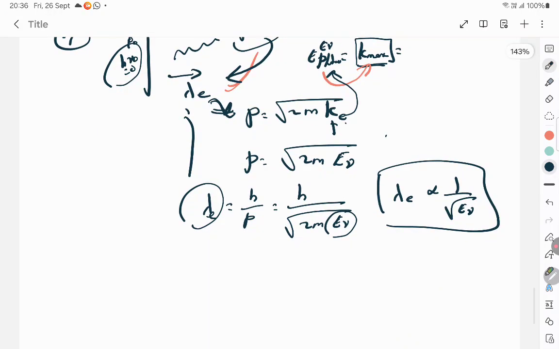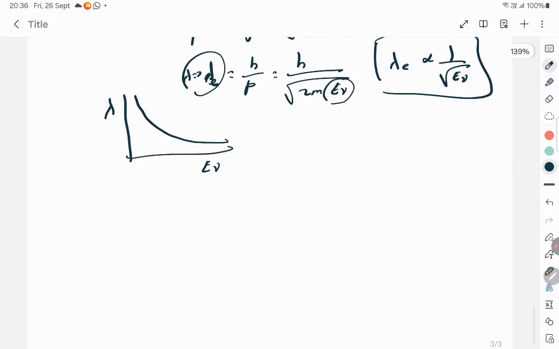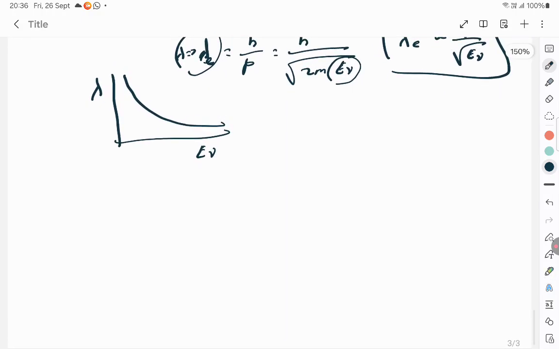Please understand this relationship. This is valid only when the work function is 0, not otherwise. They could ask you these things in assertion reasoning. So if they ask you to plot a graph between the wavelength of the electron and the kinetic energy, the energy of the incident photon, it is inversely proportional. You can call it lambda or lambda e in the sum. The lambda e is referred to in the sum as lambda. Okay, so that's about that sum.